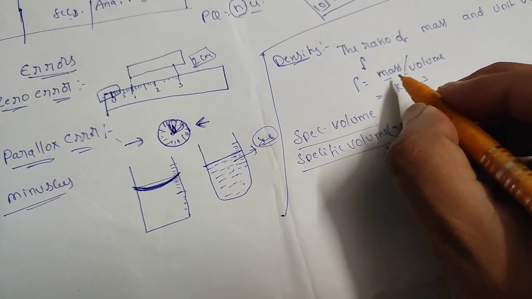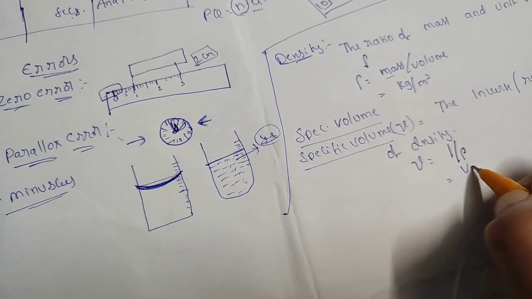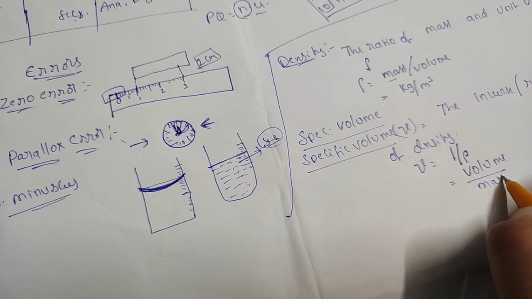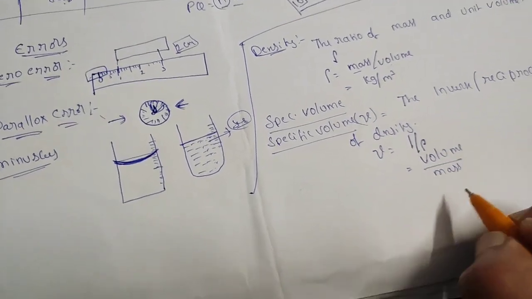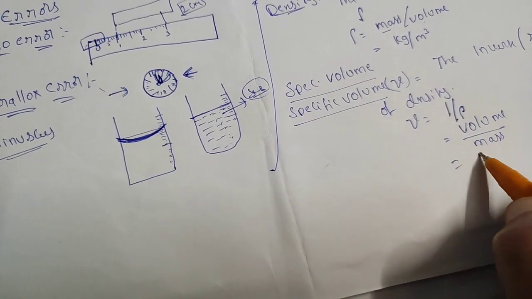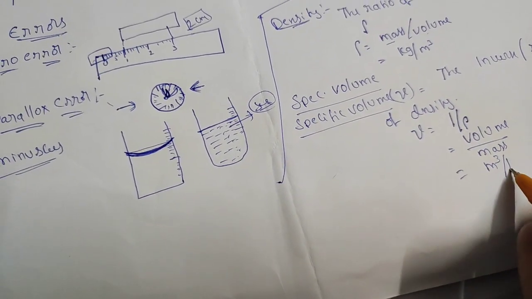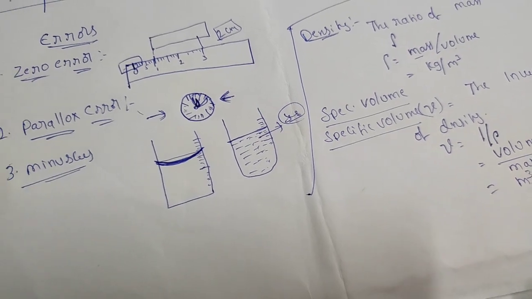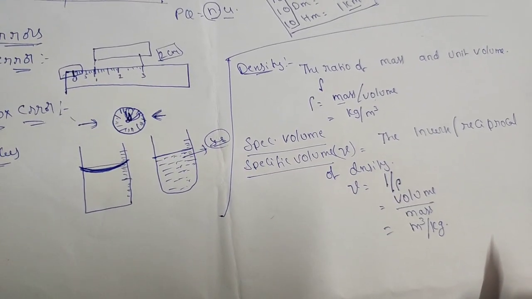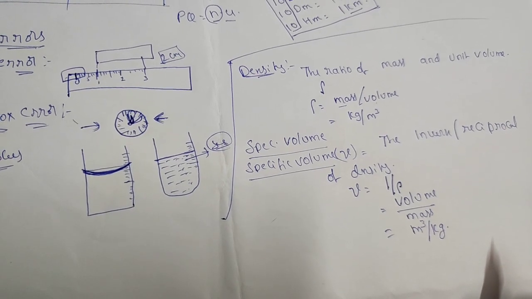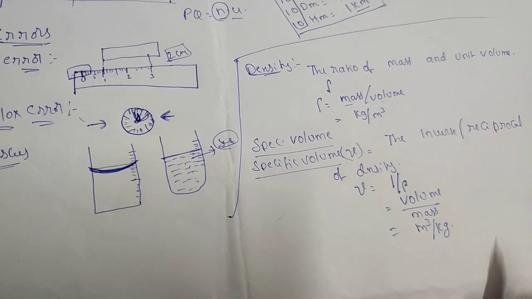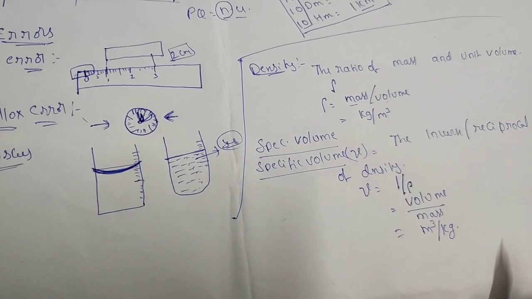1 by rho means mass by volume will become volume by mass. So the units will be meter cube per kg. Got it? So density means mass per volume, kg per meter cube. Specific volume means reciprocal of density. It is volume per mass, meter cube per kg.